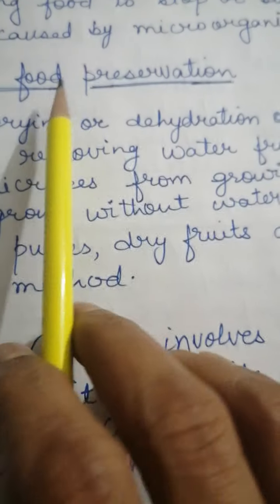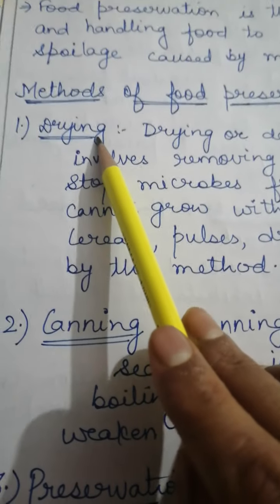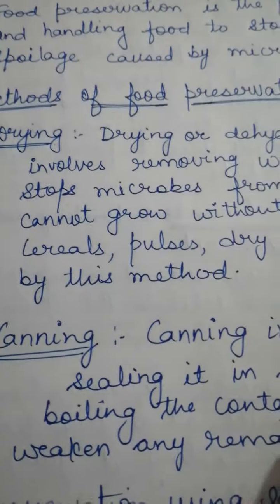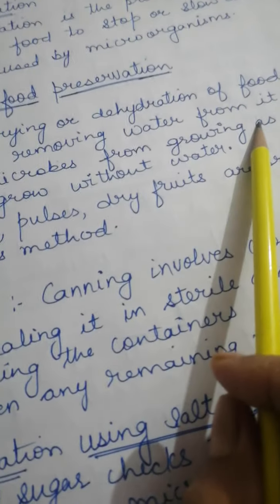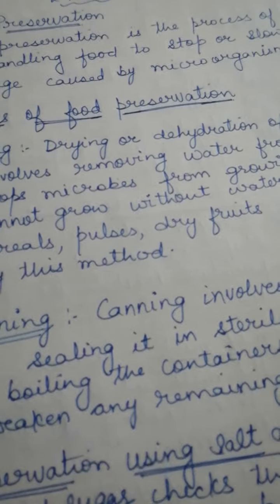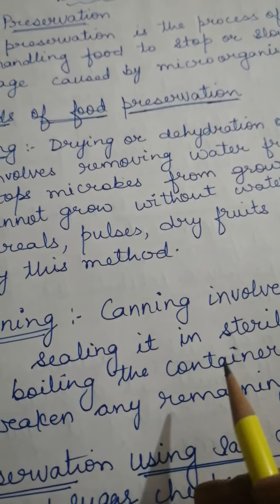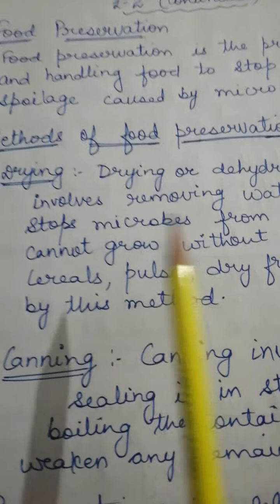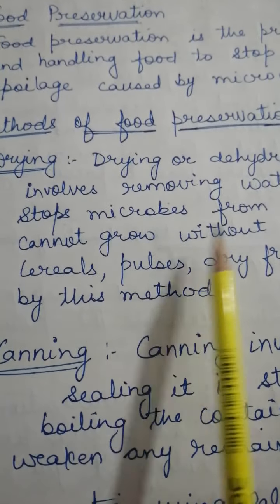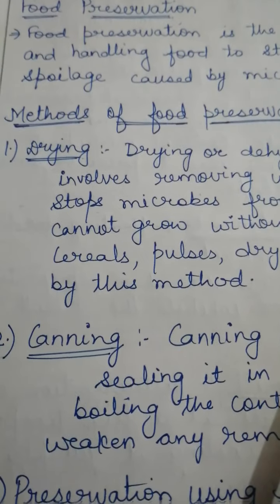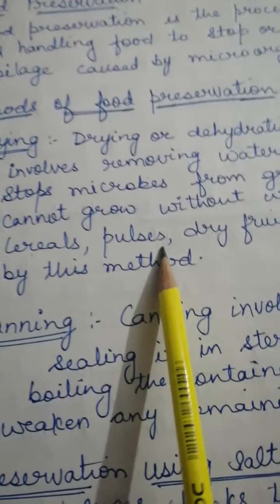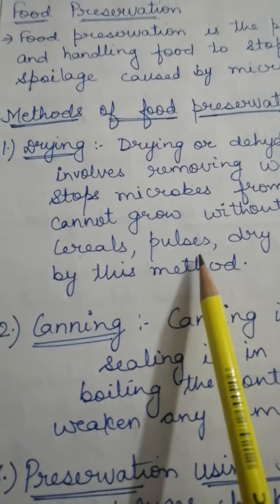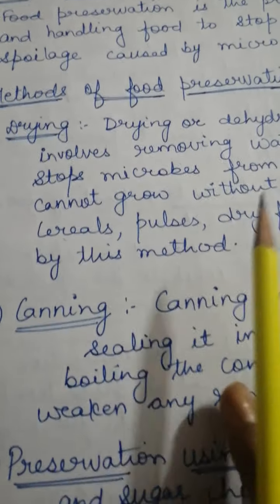So there are a number of methods by which food can be preserved. Number one is drying. Drying or dehydration of food involves removing the water from it. Before storing the food, the water must be removed. This stops the microbes from growing, as you know that without water these microorganisms cannot grow. So cereals, pulses, dried fruits, etc., are stored by this method.